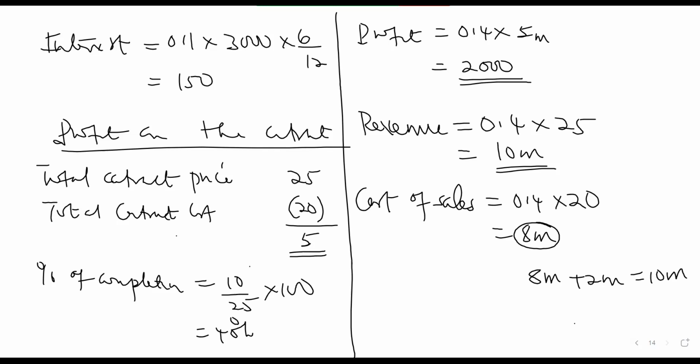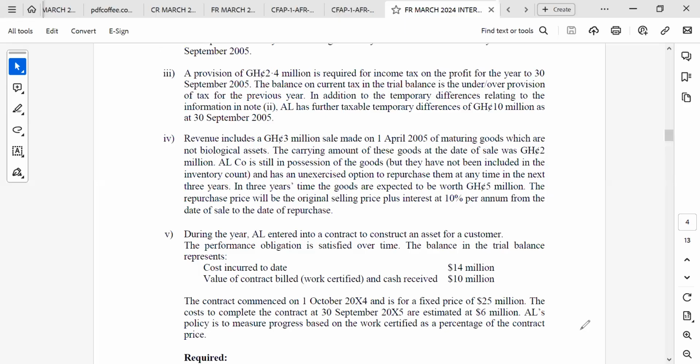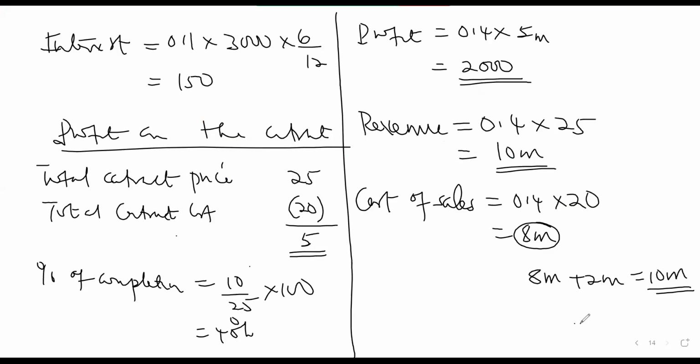What is the cash received from the question? 10 million. Okay. So it means that the people have paid for the billing that we'll be doing to them, isn't it? Okay. What is the cost incurred to date? 40 million. But what should have been the cost that we should incur?